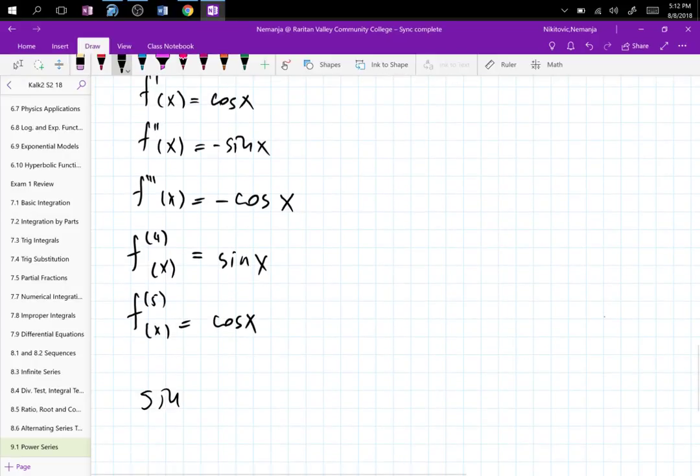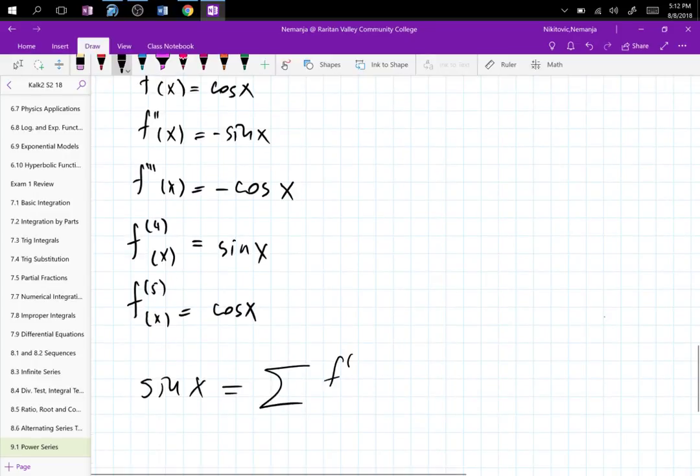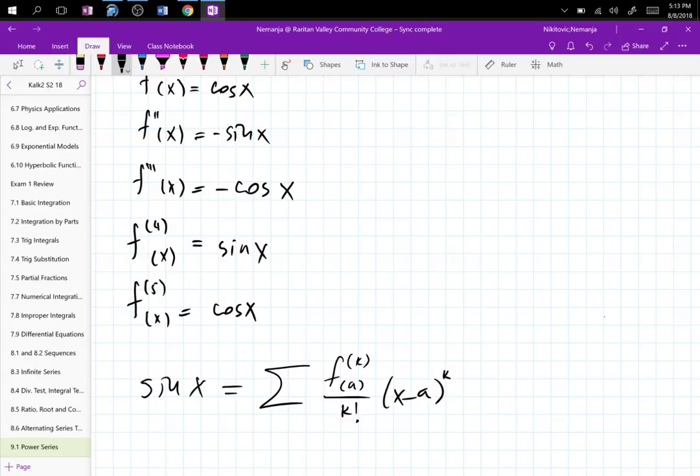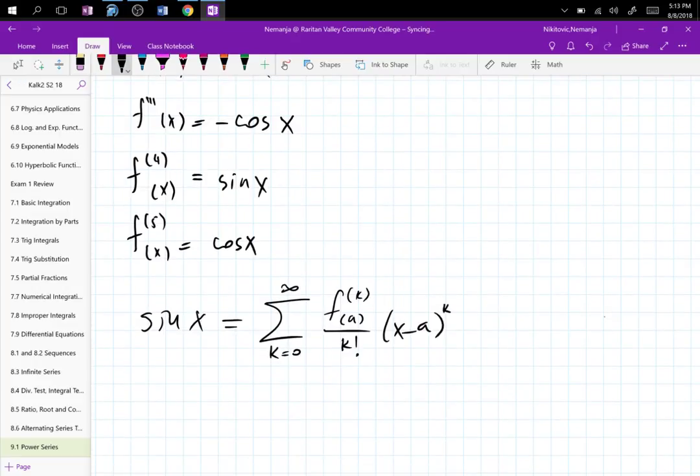The sine x is going to be equal to the summation of, well, I already have that written, f kth derivative at a divided by k factorial times x minus a to the k, where k starts at 0 and ends at infinity. So first thing around is to plug in 0. I get the 0th derivative computed at a divided by 0 factorial, and then we have x minus a raised to the 0. So that's my first term.